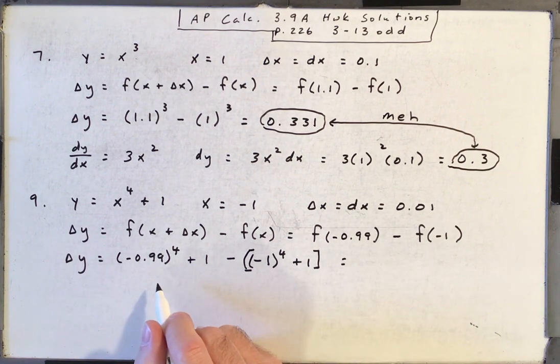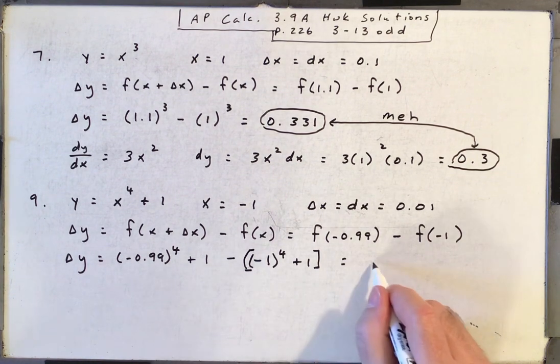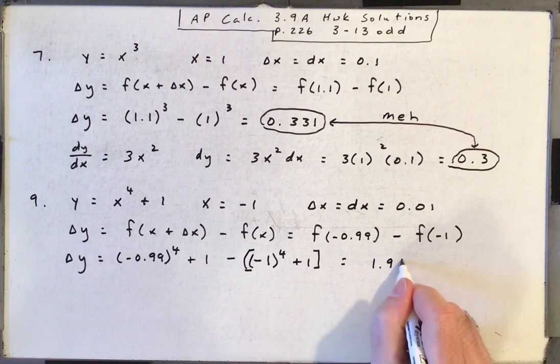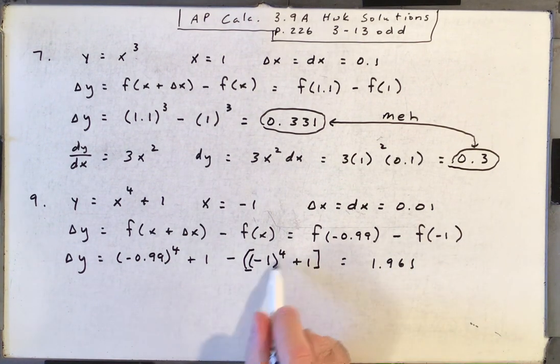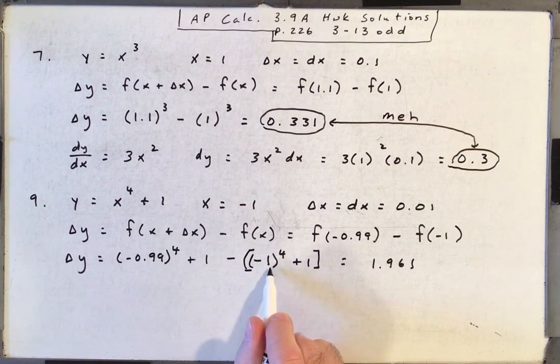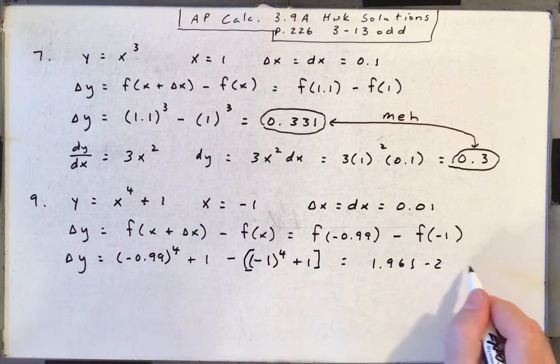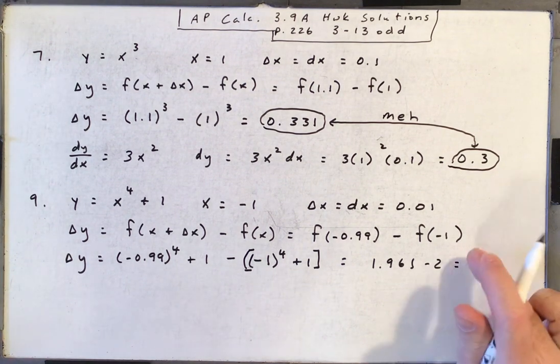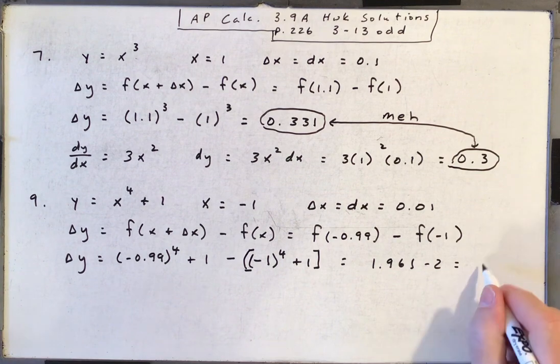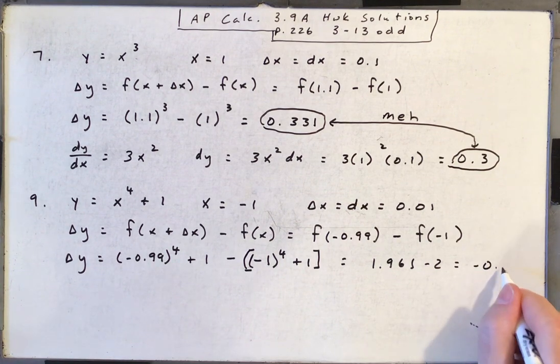So -0.99 to the fourth plus 1, all right, that is 1.961. And then -1 to the fourth would be positive 1, plus 1 is 2, so minus 2. So delta y is -0.039. It's actually more work to get delta y.